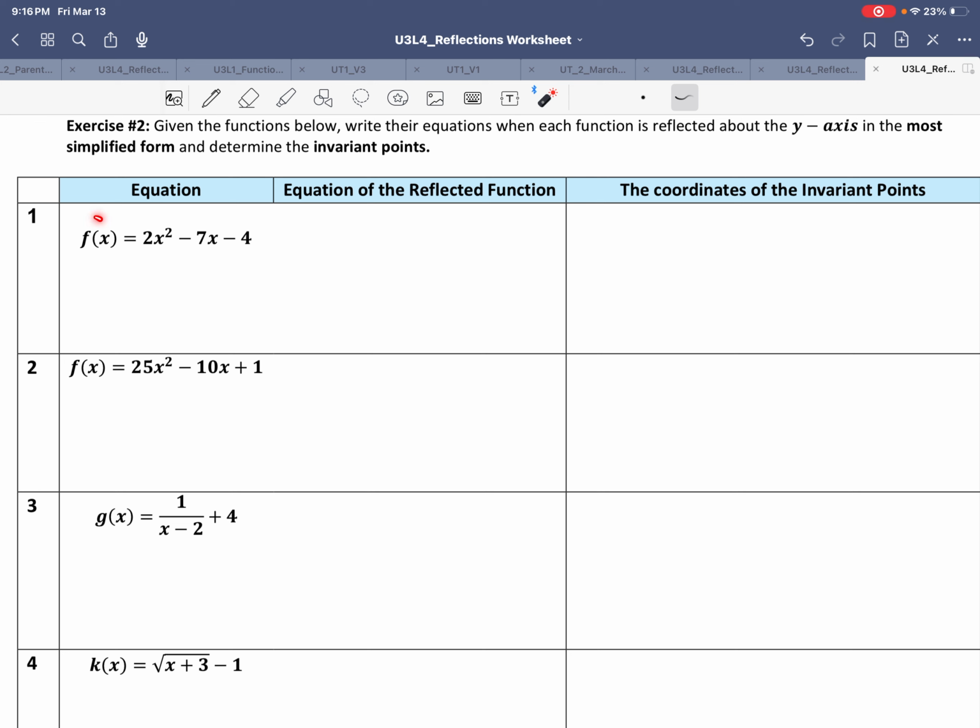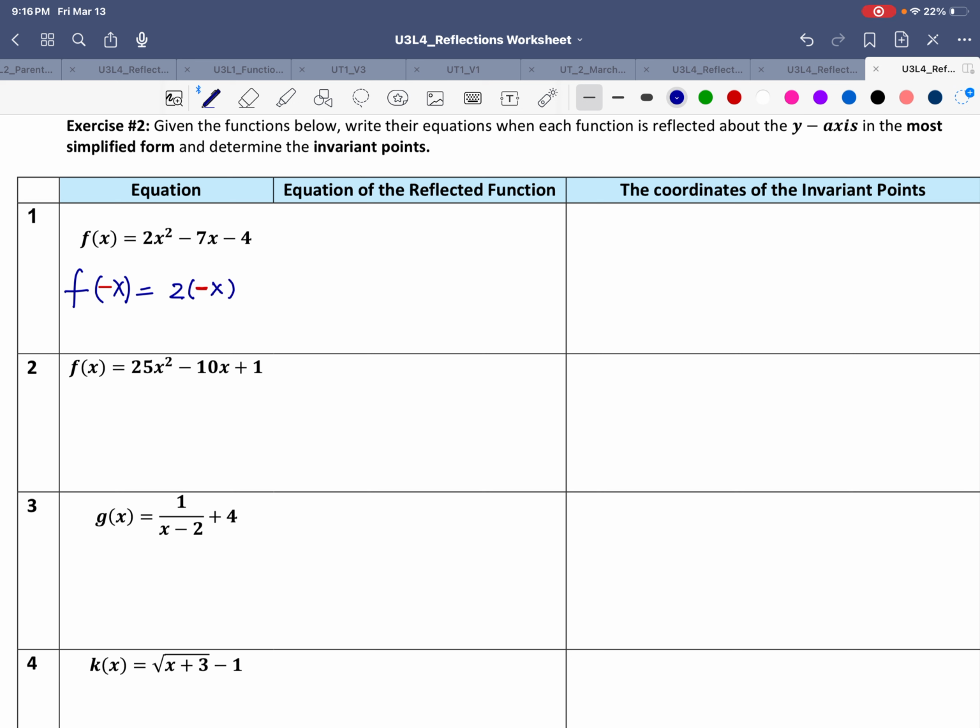So since the reflection is about the y-axis, it means that we are building f of negative x. So what that means is that if we have f of x in here, maybe I should bring this down here. Let's use a space. So if x has become negative x on the left side, then these x's on the right side will also become negative x's. So we have 2, and I see x. That will become now a negative x.